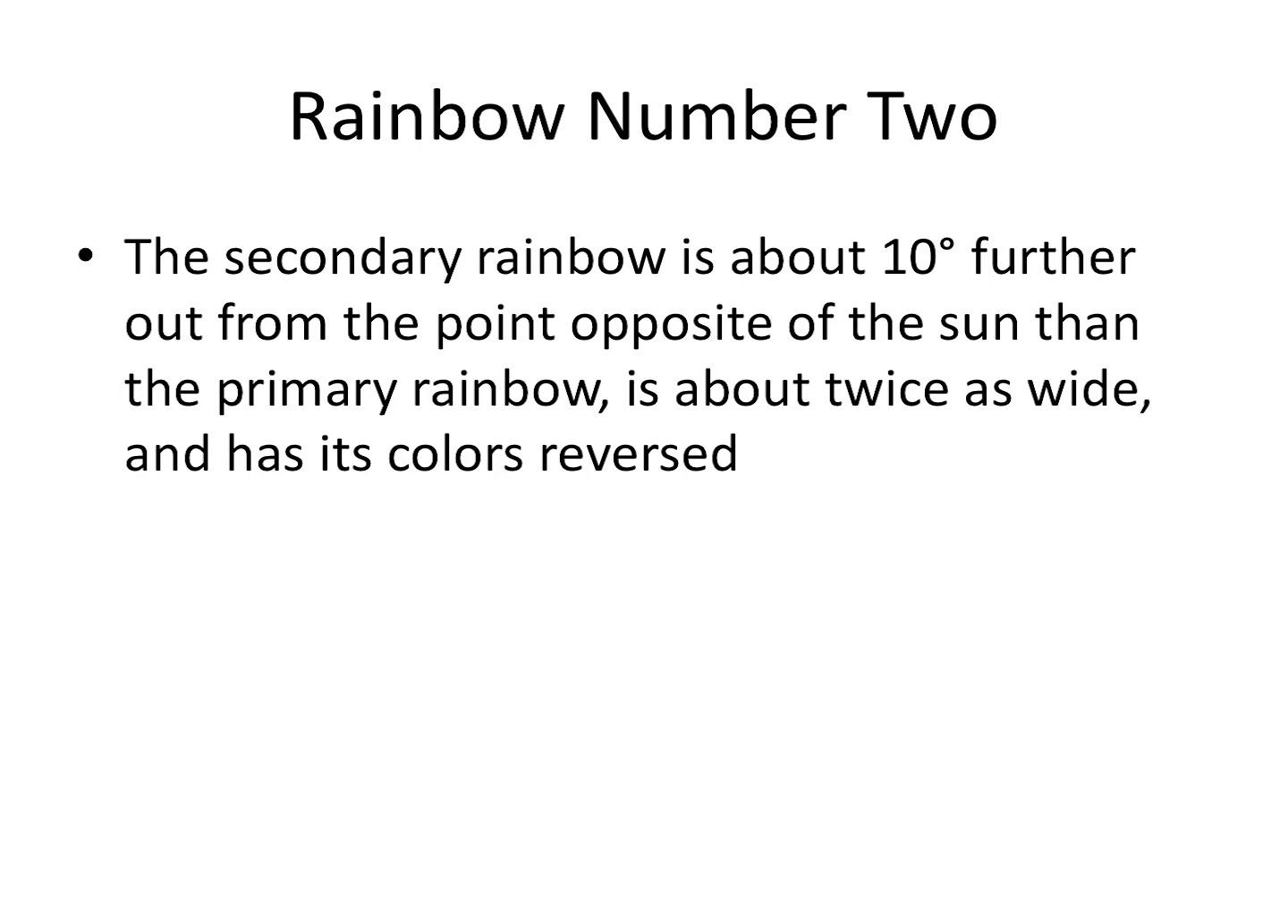Sometimes you can see two rainbows, and that secondary rainbow is going to be about 10 degrees farther out, and it's going to be about twice as wide as the original rainbow. And if you look closely, you see that the colors are reversed.